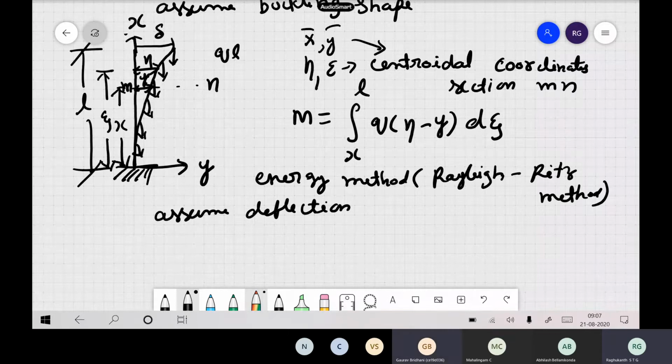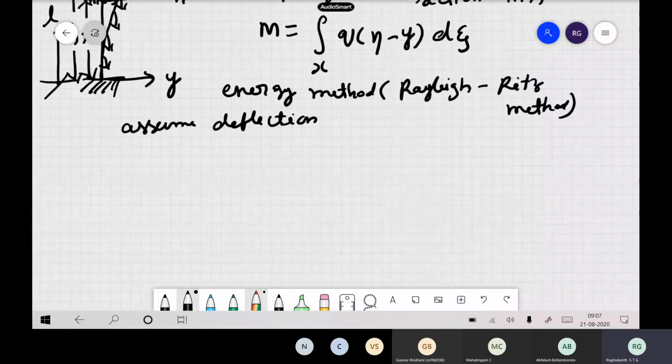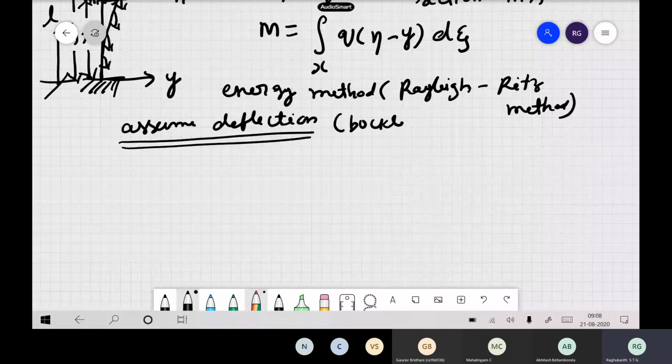Yes, sir. Okay, this we already wrote previously with the force method, same thing, only the expression. Now in the energy method, we have to assume this deflection profile, or the buckling mode. So this you have to assume. For this problem, what is the buckling mode shape? How is this cantilever going to buckle?